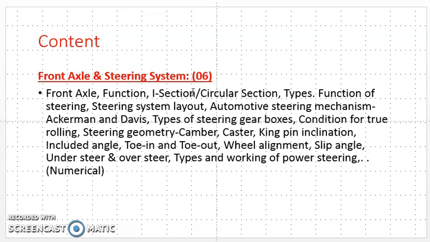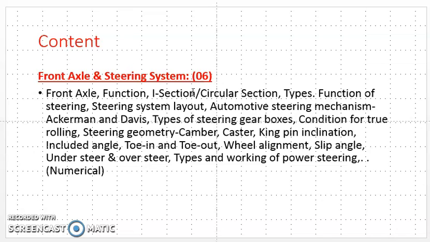And how to measure these angles, and why each angle is in that range only, we are going to learn in steering geometry. After that some part is wheel alignment, slip angle, understeer, oversteer, and one important topic is power steering and its types. These are the overall contents of this chapter.